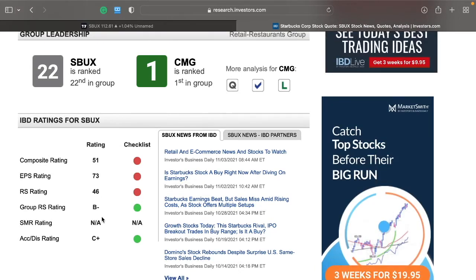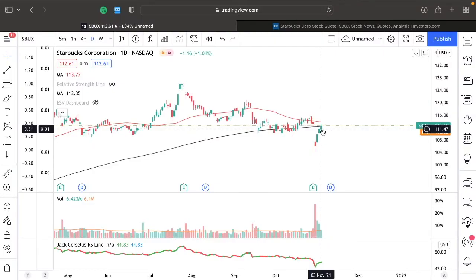So its earnings per share rating is 73 and its relative strength rating is 46. So the EPS rating of 73 indicates that Starbucks stock in terms of earnings is not performing very well. And a relative strength rating of 46 indicates that Starbucks stock is underperforming a majority of other stocks. So based on these two ratings, the fundamentals of Starbucks is not really very strong right now. There are definitely other stocks out there who have better fundamentals than Starbucks.